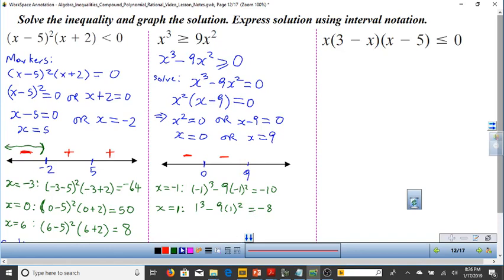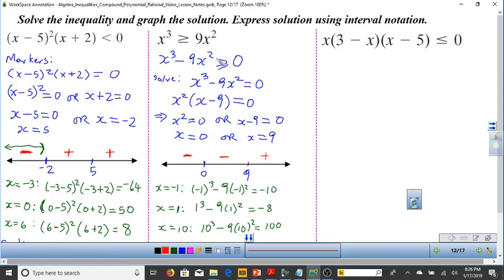And then when I try x equals, say, a number to the right of 9, say 10, we get 10 cubed is 1,000 minus 9 times 10 squared, which would be 1,000 minus 900, which is 100. So that solution is a positive.